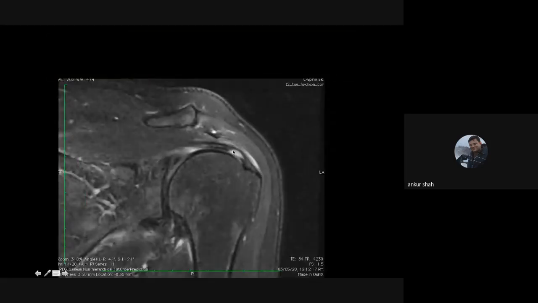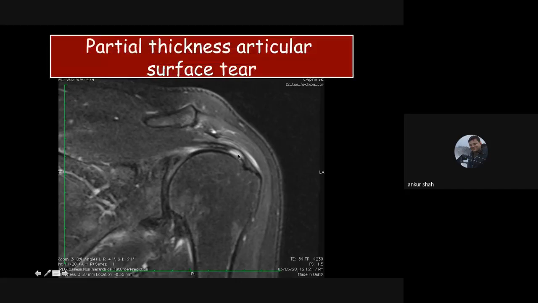While here, the outer fibers are intact, the inner fibers are torn, and the extent of tear is more than 50% of its thickness. So this is a high grade partial thickness articular surface tear of the supraspinatus tendon.